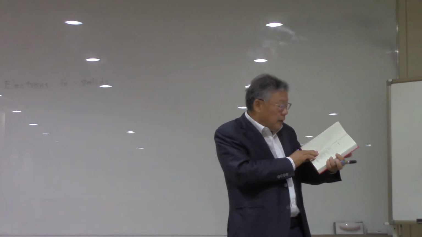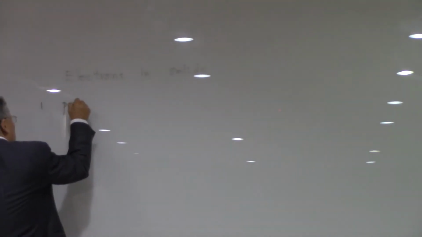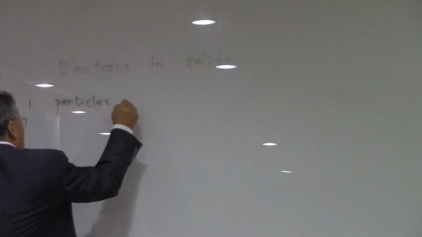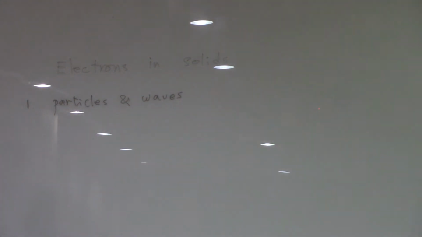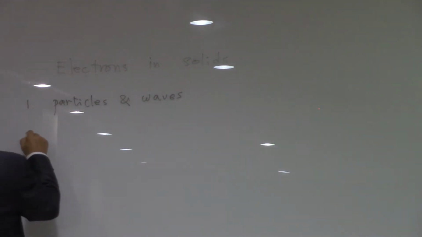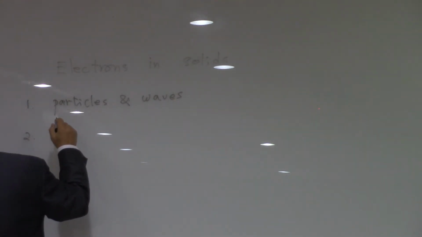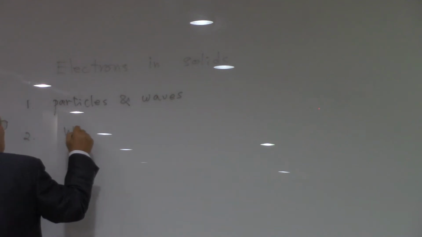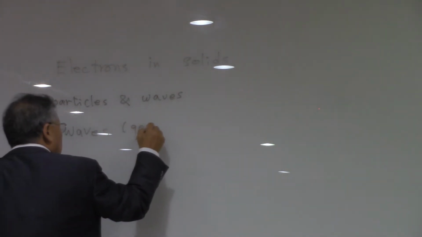And as you can see, it starts with particles and waves. Let me write it down. It starts with chapter 1, particles and waves. And the next chapter is about the general properties of waves.